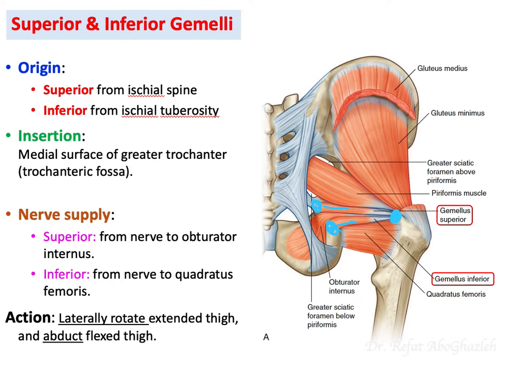Now the nerve supply, it's going to be a little bit different, but it's interesting. Why? The superior gemellus is innervated from the nerve to obturator internus, but the inferior, this is the superior gemellus, the inferior gemellus is innervated from the nerve to quadratus femoris, right? So each muscle is innervated from the nerve to the muscle below it.